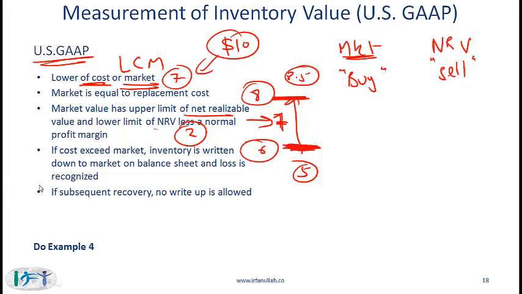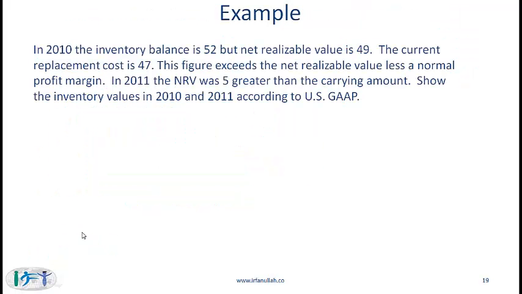Another important point related to US GAAP is that we are not allowed to write up at all. In other words, if there is a recovery, then there is absolutely no write-up. So once we've written down to 7, after that, if the market price goes up to 8, we have to stay at 7. I would suggest that you do example 4 in the curriculum that covers the concepts that we have talked about. This is the same example that we saw earlier, but now we need to solve this according to US GAAP.